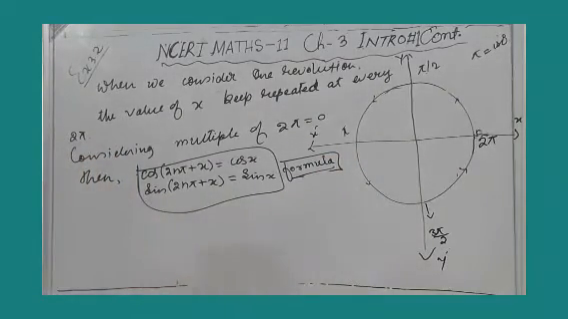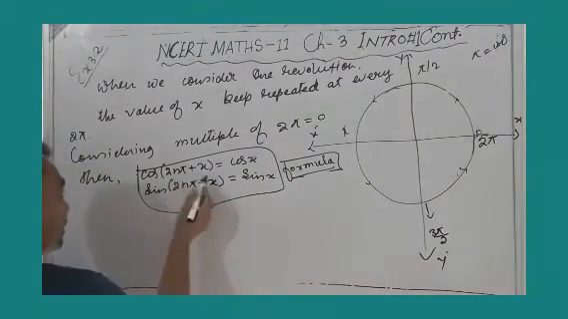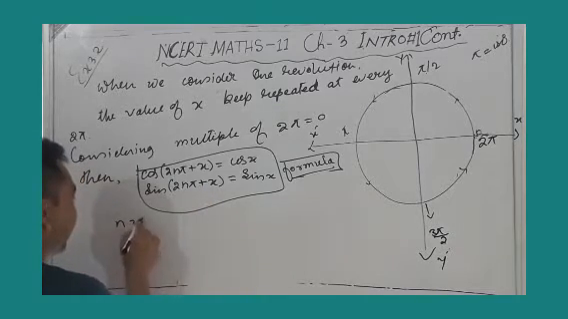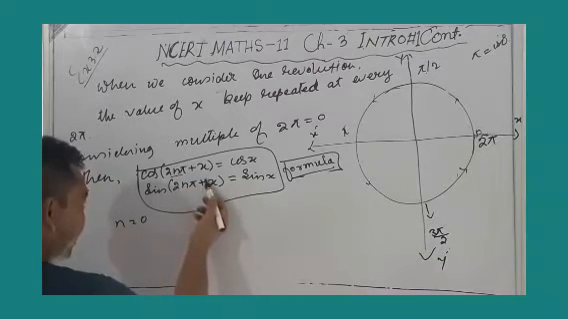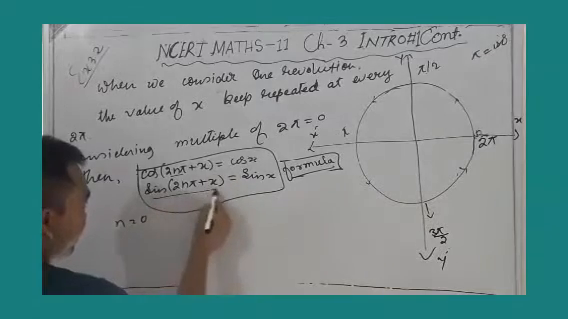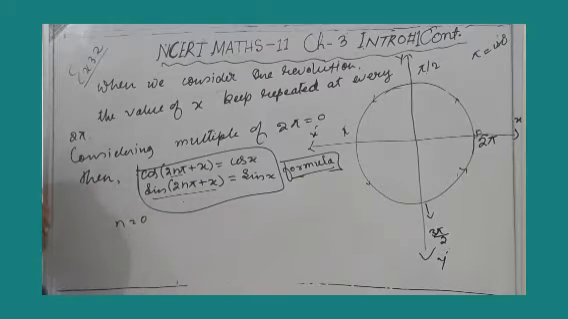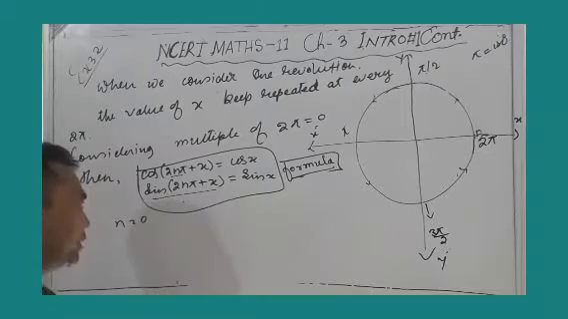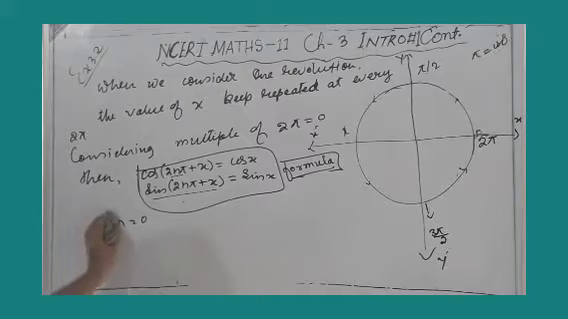Now on replacing 2 pi, what will happen? 2 pi into n, so that means n will be 0, yes or no? Then what is left? Only x is remaining. So what do we get? Cos x, and here also only x will remain back. So sine of 2n pi plus x equals sin x, and cos of 2n pi plus x equals cos x. Correct? Okay.